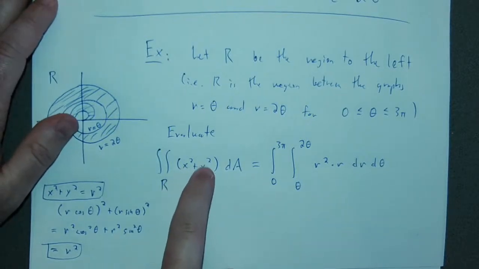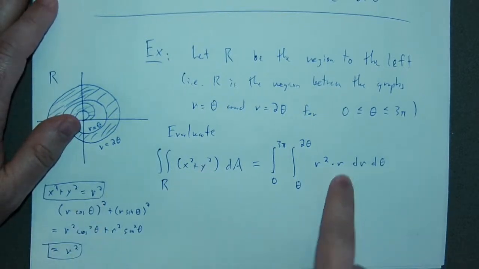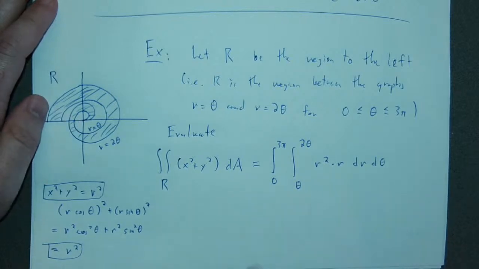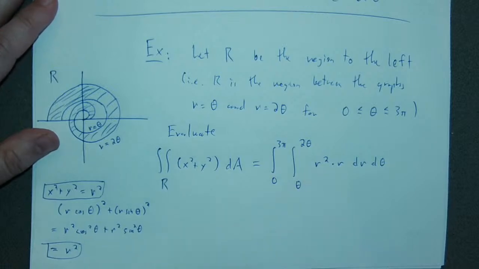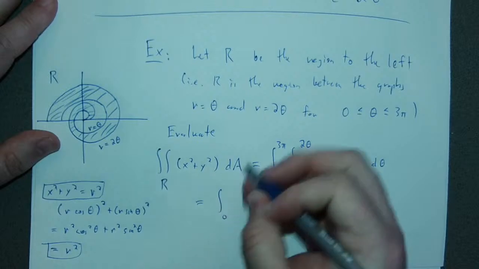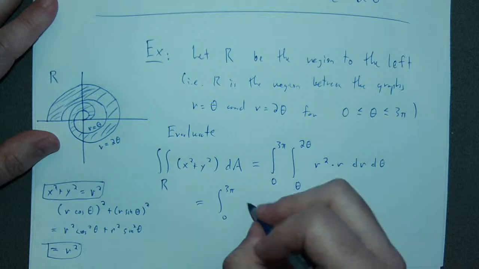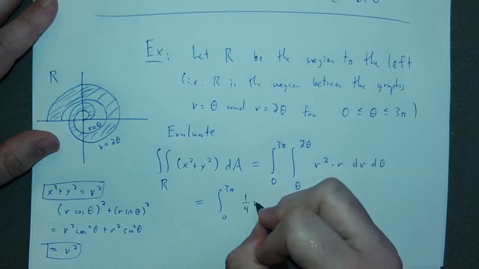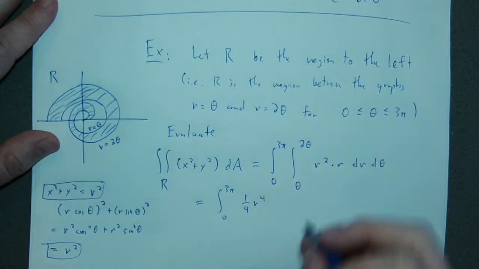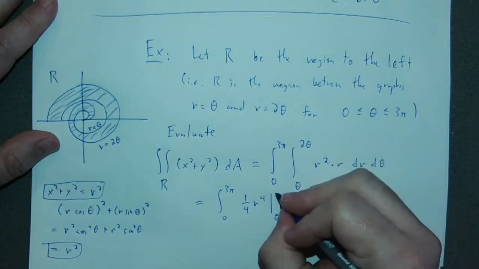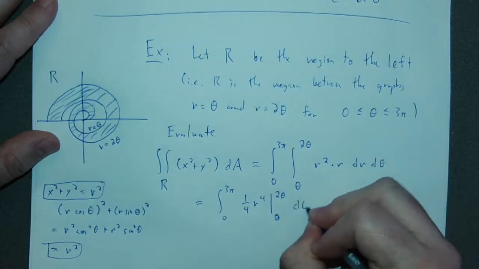So x squared plus y squared, that is r squared. But then I have this extra r coming from this definition of how to do the polar coordinates integral. Okay, so then really this is r cubed underneath this. I'm not going to waste a line to rewrite that, but this is really r cubed. And so now I can do this integral with respect to r. So this is the integral from 0 to 3 pi. This is r cubed. What's the integral of r cubed dr? That's 1/4 r to the 4th, evaluated from theta to 2 theta d theta.